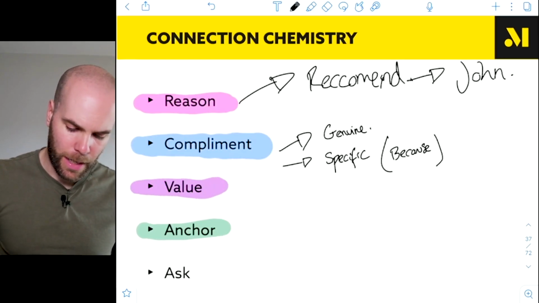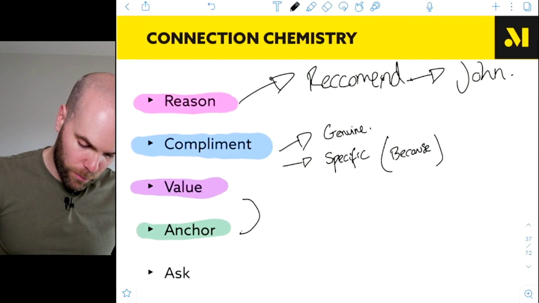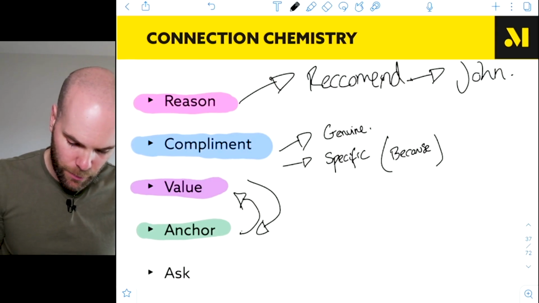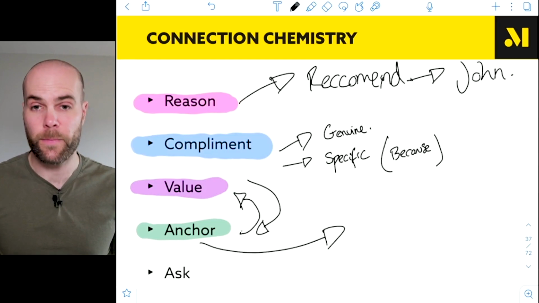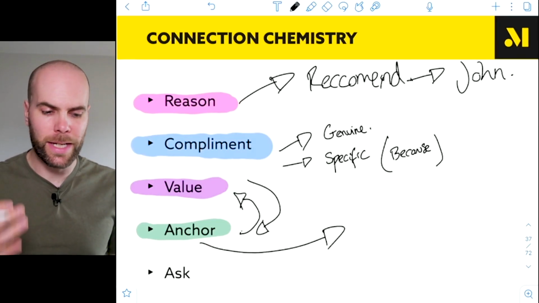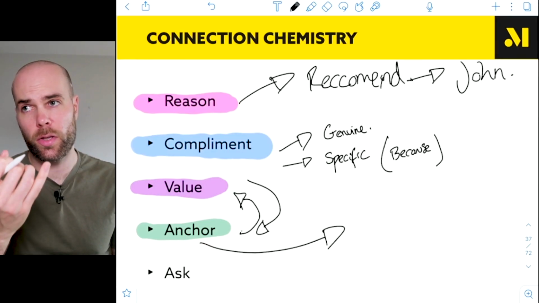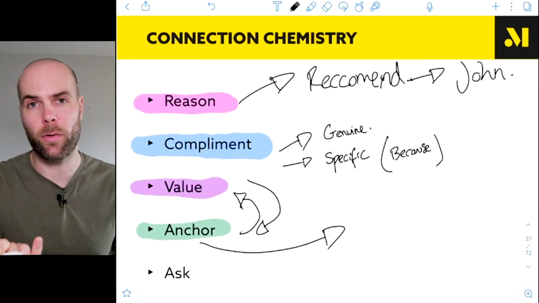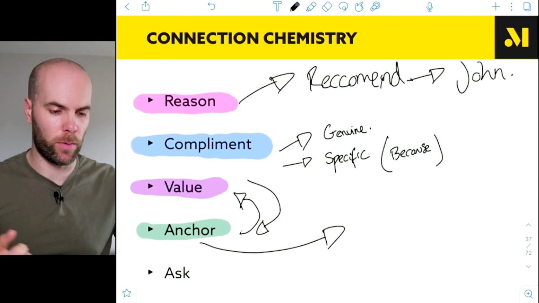Now, as I'm saying this out loud, potentially what I would do is switch these 2 around. So let me talk to you about value in a minute, and let me just talk to you about the anchor first. So an anchor is really just something that creates some common ground between 2 people.